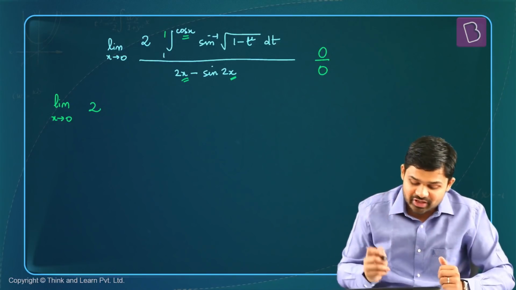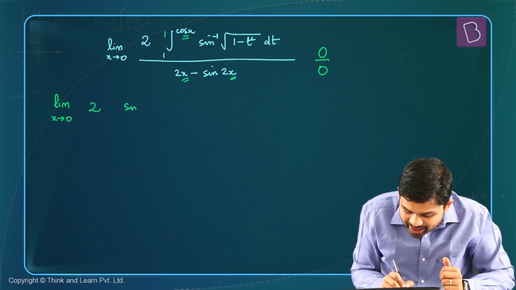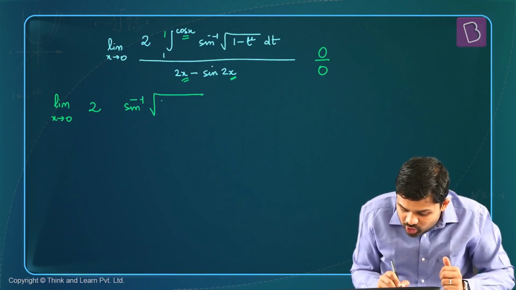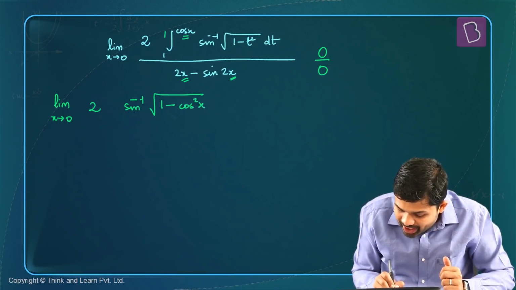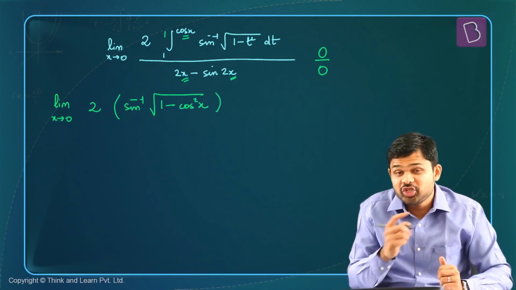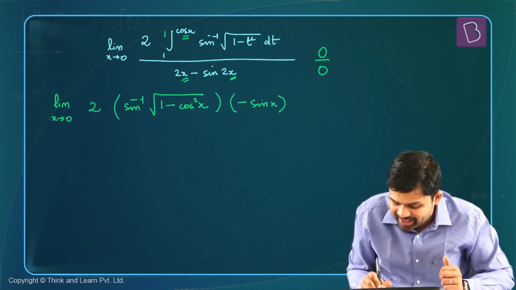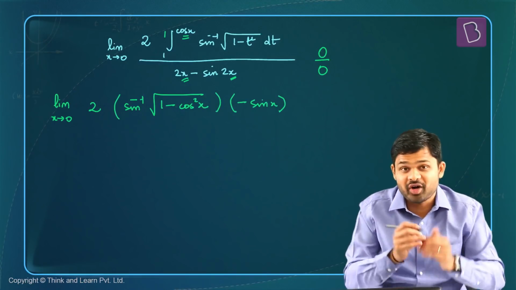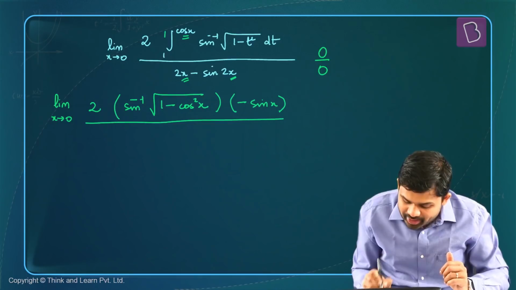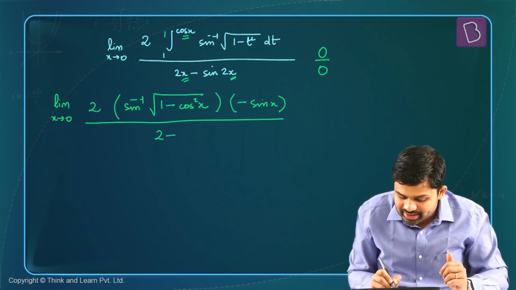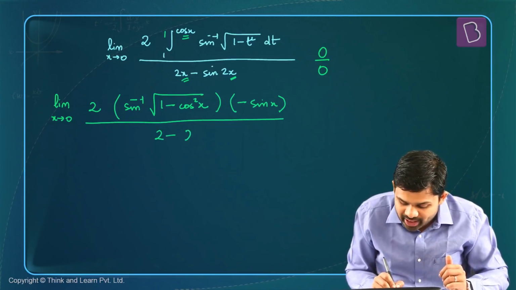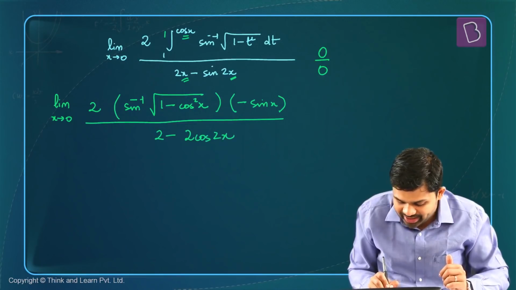Now the differential of this is nothing but sine inverse of under root of 1 minus cos square x into the differential of cos x, which is nothing but minus sine x. Well, that's the differential of your numerator, and this is going to be divided by 2 minus, where the differential of sine 2x is going to be 2 cos 2x.